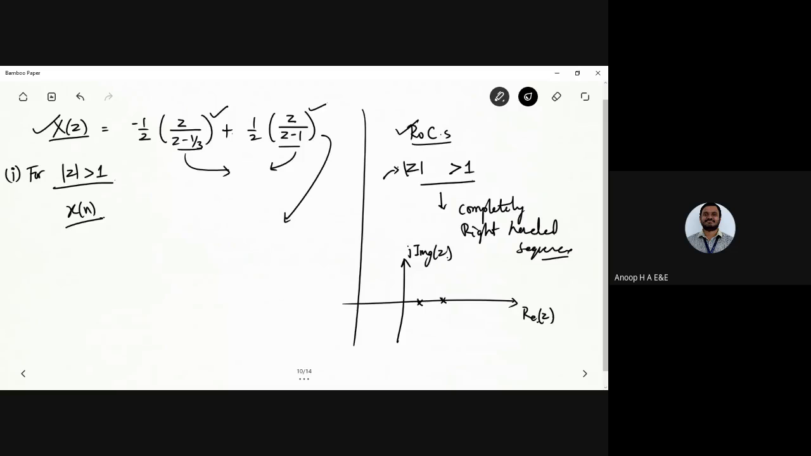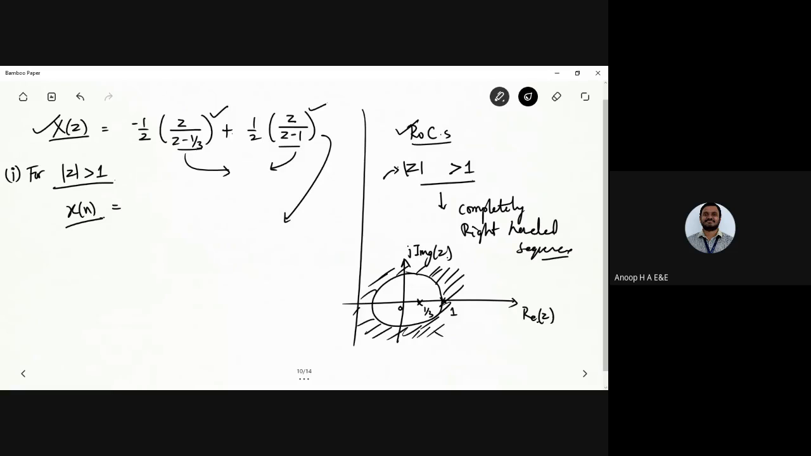So mod z greater than 1. The ROC here will be away like this. It is the entire z plane. After it crosses 1/3 and reaches 1, the entire z plane beyond 1 is the region. So this is 1/3, this is 1, and this is the origin here. The entire z plane except at z equal to 1/3 and z equal to 1. So the ROC would be greater than 1 here, so mod z would be greater than 1.